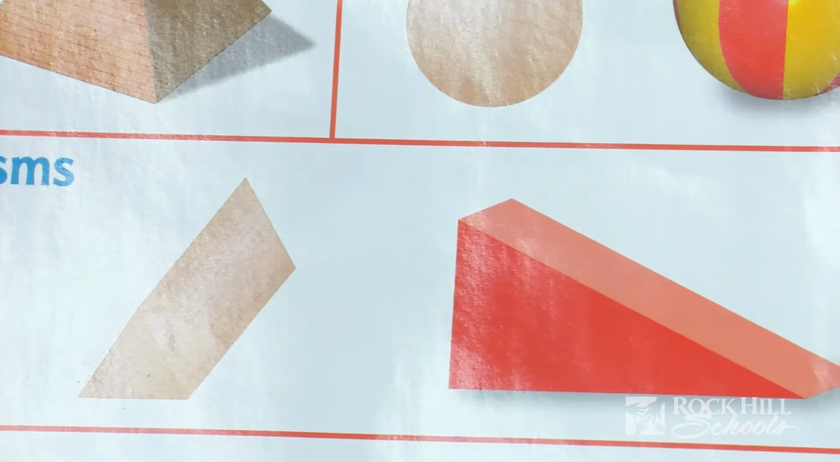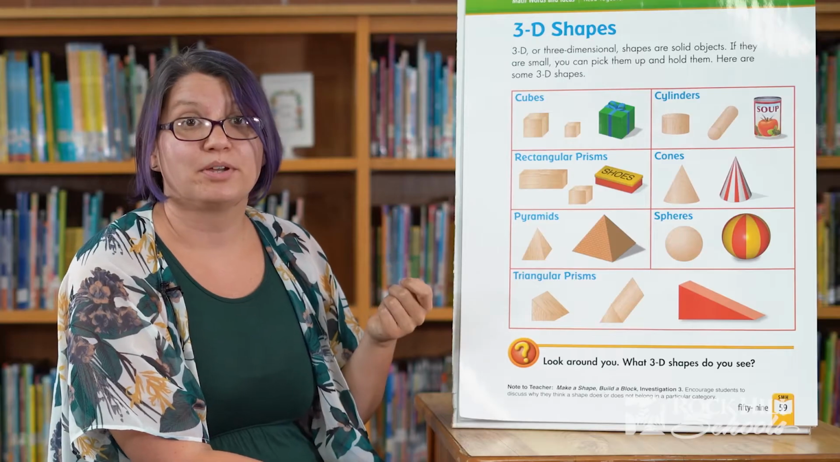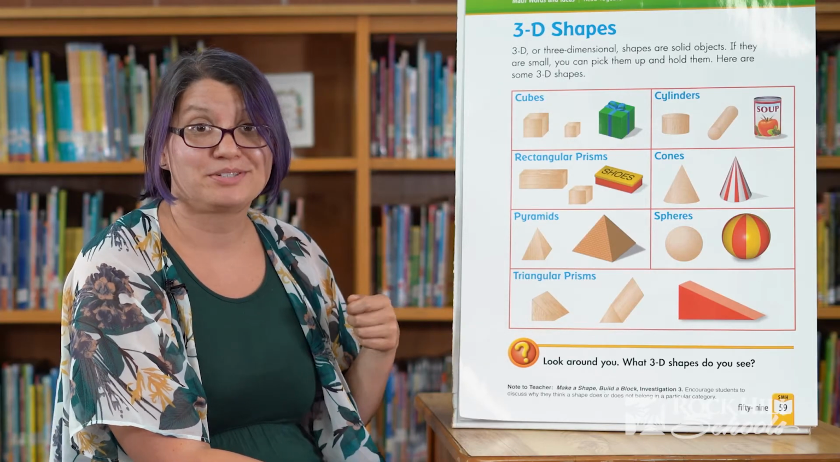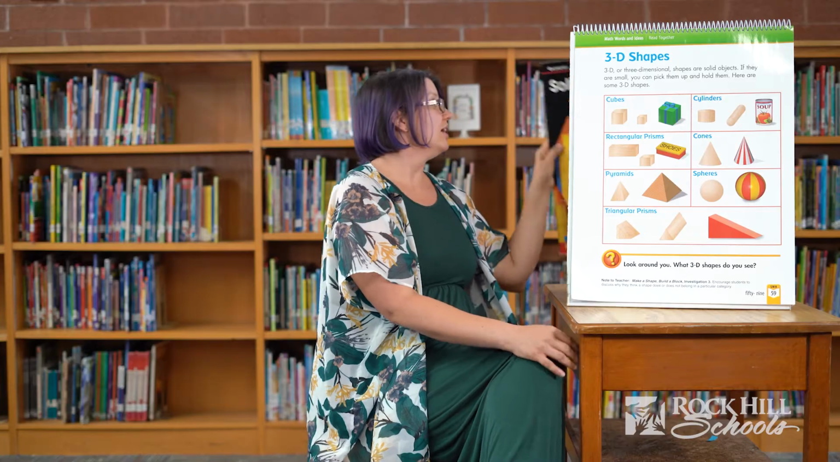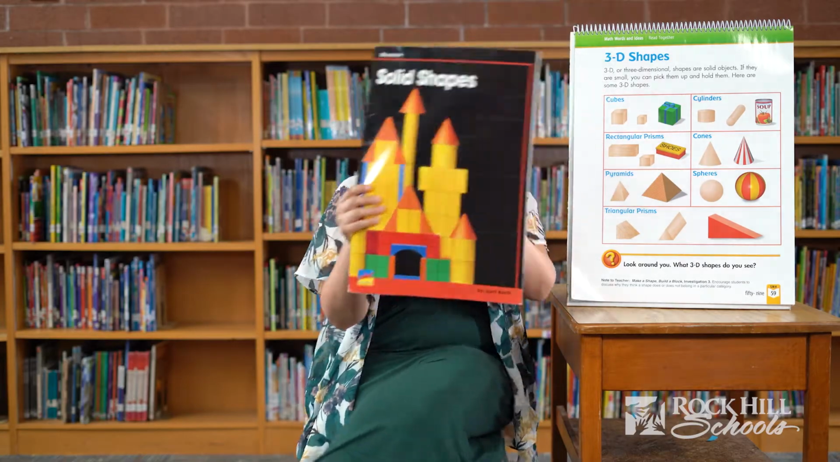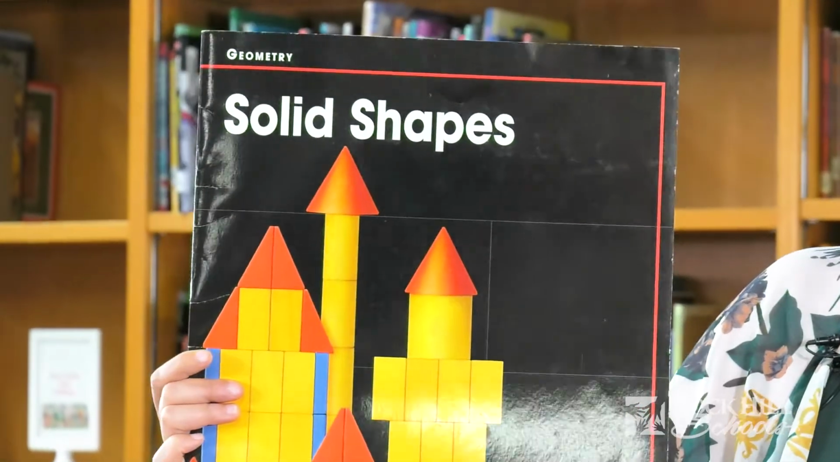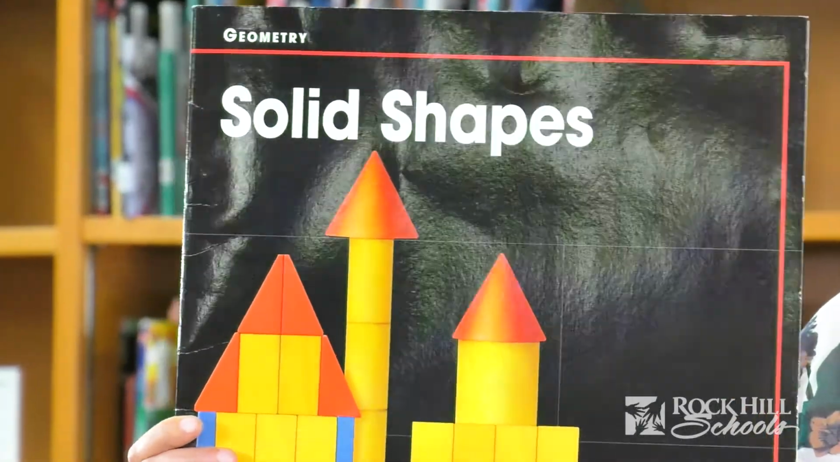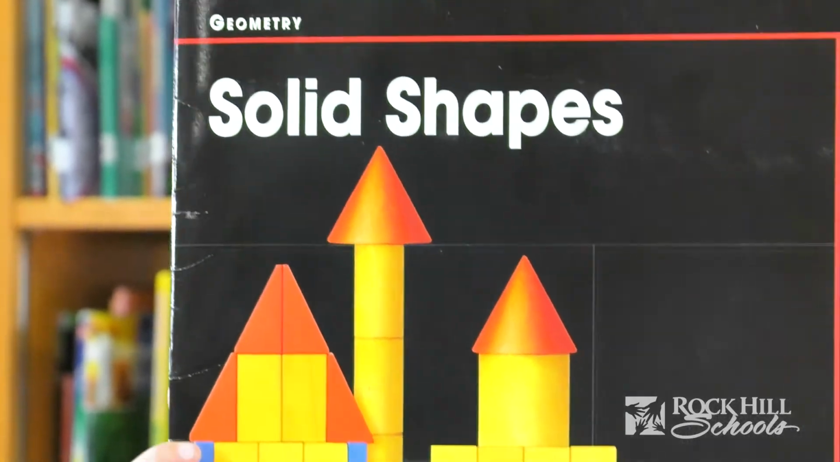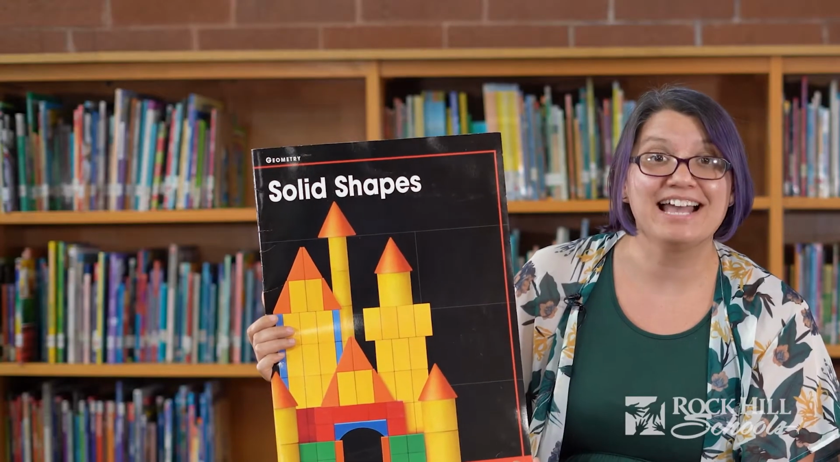Now that we've practiced our 3D shapes, I'm going to read you a book about 3D shapes. Are you ready? Here's our book about 3D shapes. Now look at this front cover. What did they build with their 3D shapes? What is that? Yeah, that's a castle.